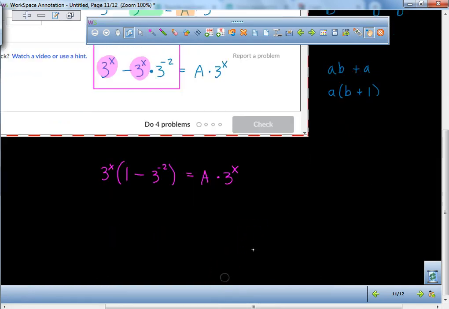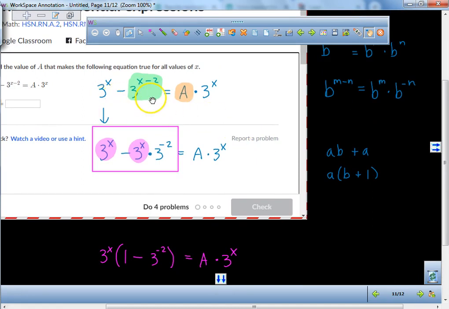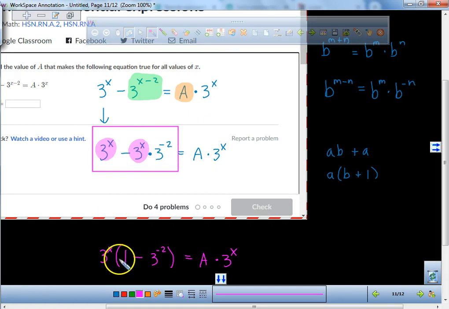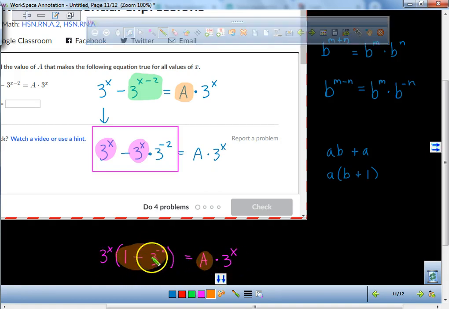Now I'm just going to let you guys know we're pretty much done. You're like, so what the heck did we just do? Here's what we did. We rewrote the expression. We separated this into 2 terms using what's called the product property. Then we factored out 3 to the power of x, and whatever this is right in here, that's a, because we got 3 to the power of x, so whatever this ends up becoming is our value for a.